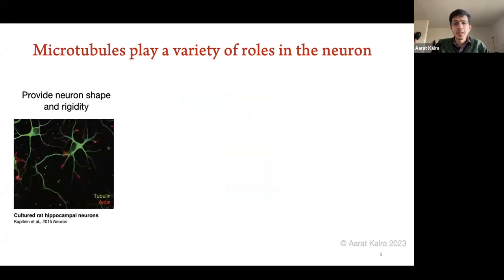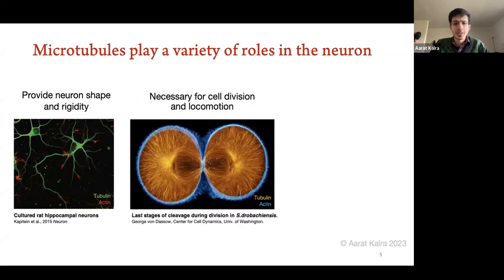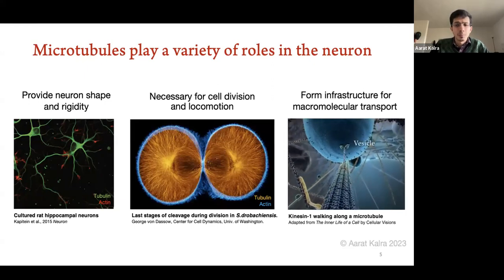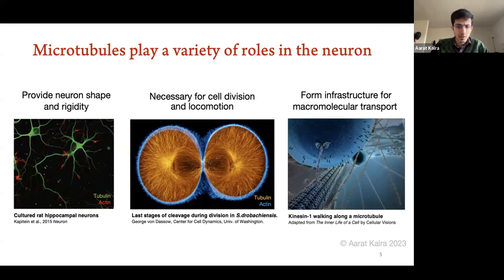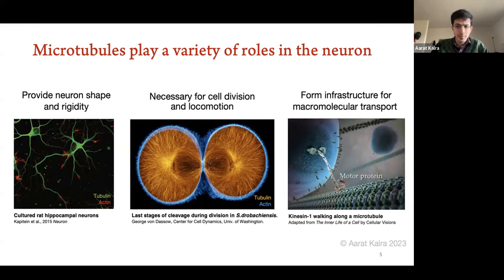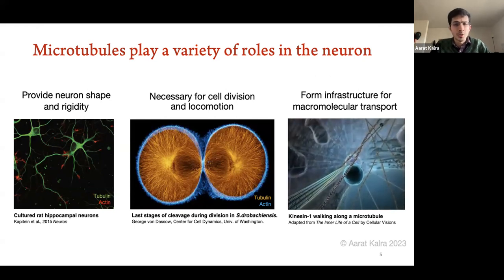So they are important, like I said, to maintain cell shape and rigidity. The slide here says neuron, but really microtubules are present in almost every cell of the body. They're crucial for the maintenance of cell shape and rigidity. They're important for cell division, and they form a railroad for the transport of macromolecules across the cell. So if you want to move a mitochondria, for example, from one part of the cell to another part of the cell, you do it along a microtubule through what are called motor proteins.